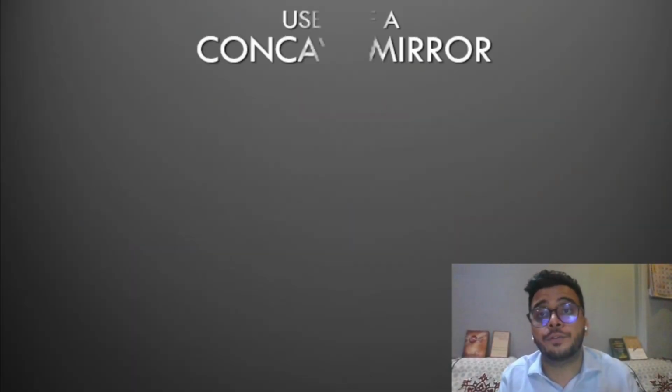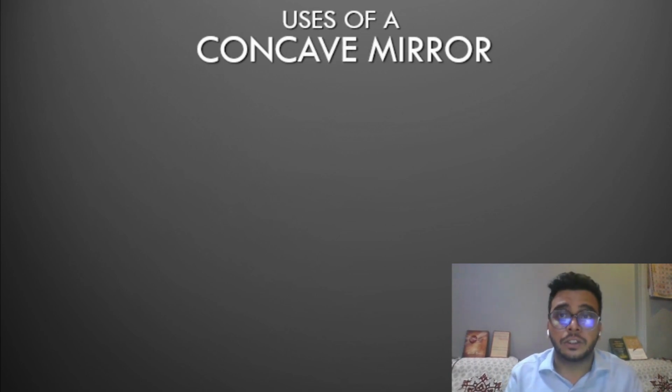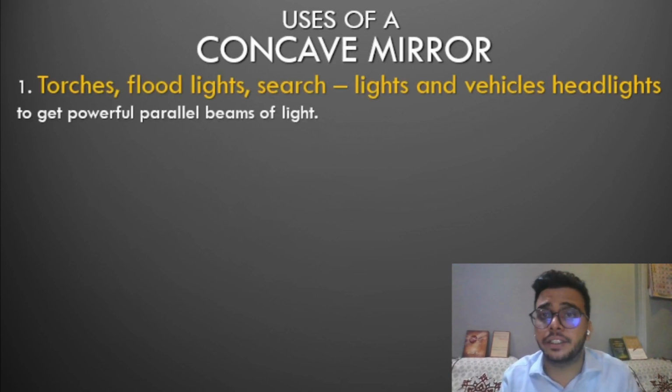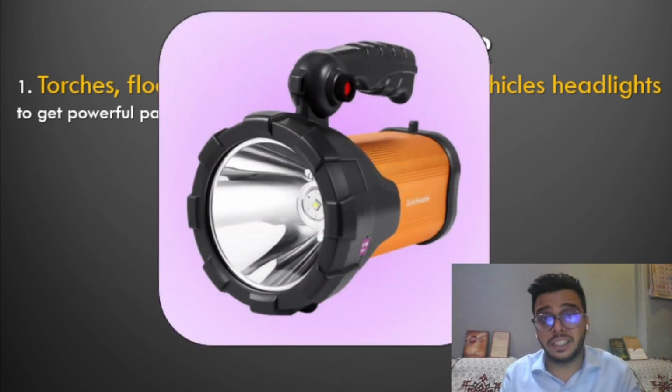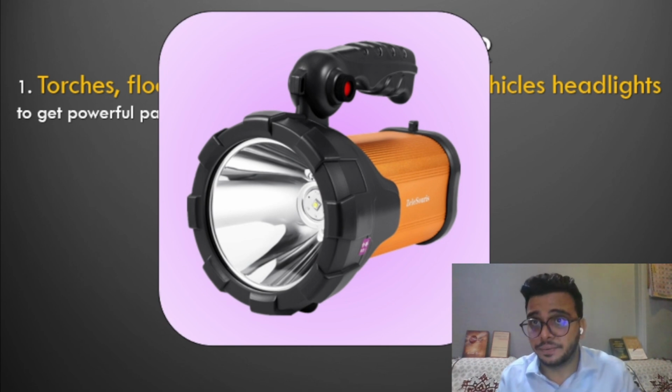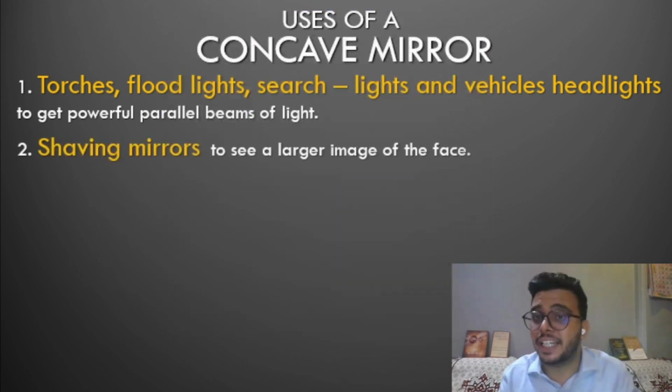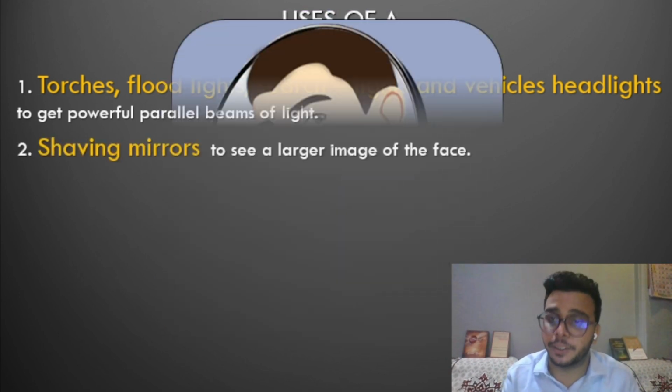Now we are going to see what are the uses of spherical mirror. So to start with, we are going to see what are the uses of concave mirror. So very first use, concave mirror is used in torches, floodlights, searchlights, and vehicle headlights. So searchlight or torch looks like this. Whereas the second use, it is used as a shaving mirror.